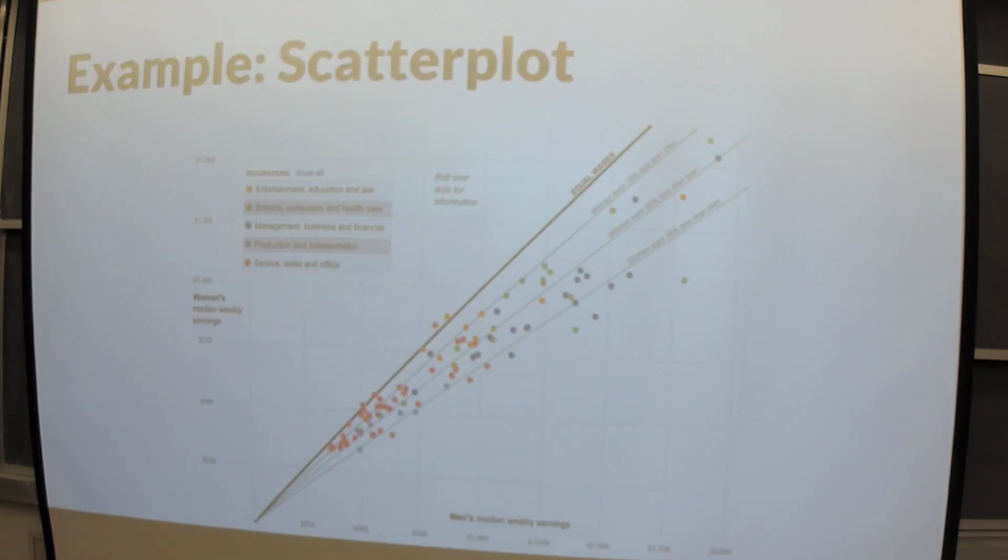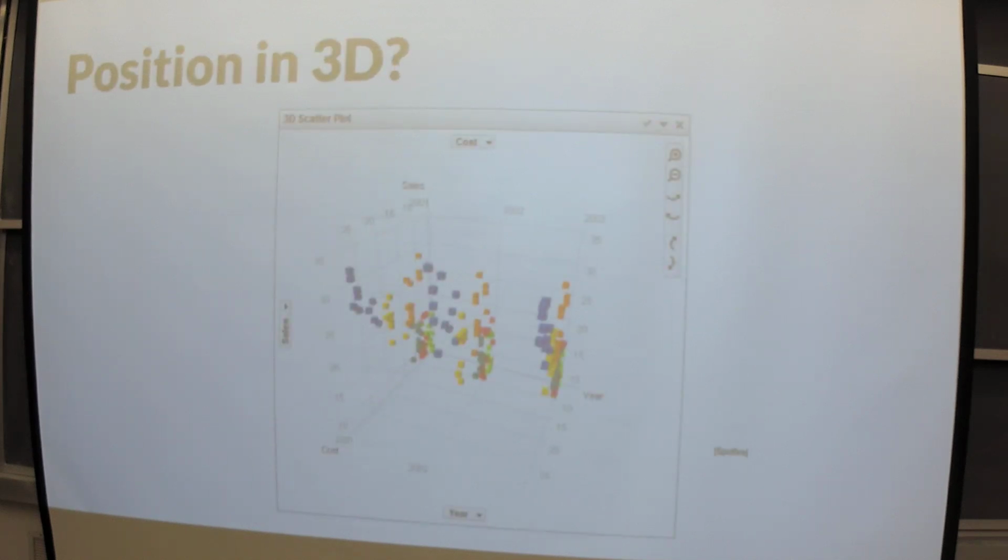And so here, the canonical example for positional encoding is a scatterplot. This is a chart from the New York Times comparing men's versus women's median weekly earnings. And so we have position here in X and in Y, but we also have these lines that have a meaning: equal wages along the diagonal, and then women earn 10% less, 20% less, and 30% less. So we also have position information, how much is this dot away from this line. So we have a couple of different things going on in this scatterplot here.